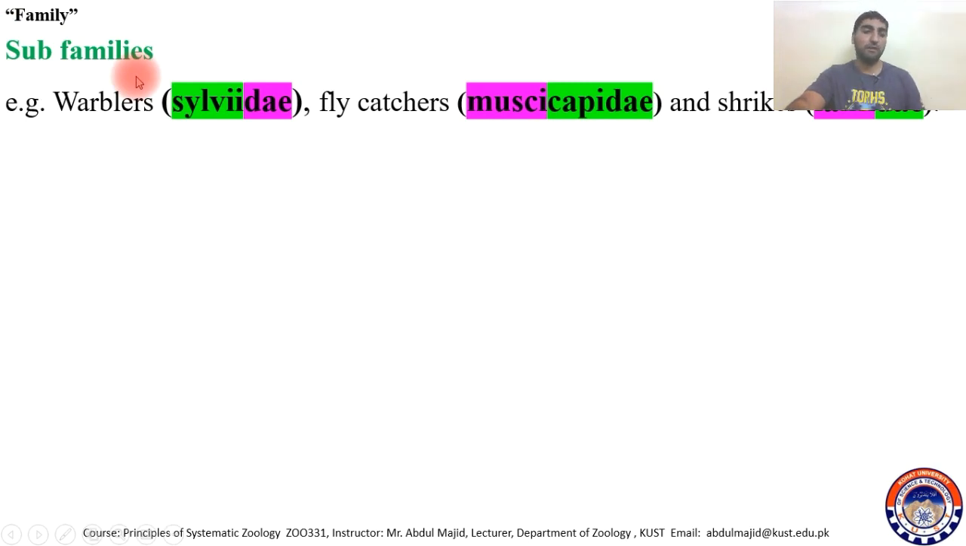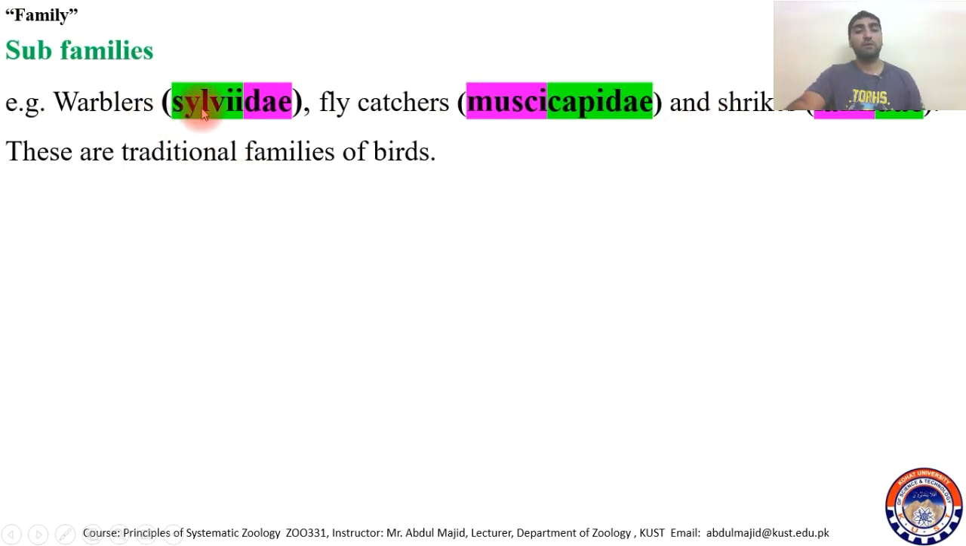Subfamilies: for example, warblers have Sylviidae, flycatchers have Muscicapidae, and shrikes have Laniidae. So warblers have subfamilies, flycatchers have subfamilies, shrikes have subfamilies. These are traditional families of birds.